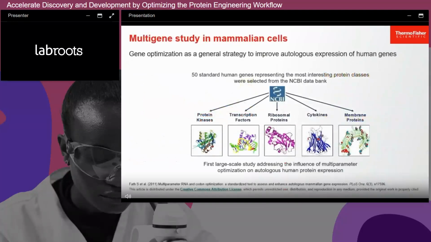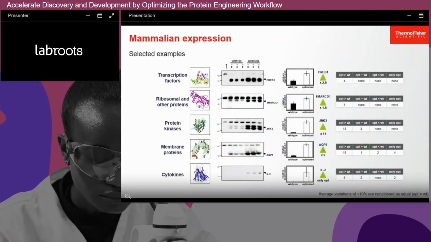To prove the performance or the efficiency of our gene optimization, there was a study we did a couple of years ago. It was based on 50 different sequences taken from the NCBI database, addressing many important proteins that are also drug targets, like membrane proteins, cytokines, transcription factors, or ribosome proteins. These 50 proteins were taken and optimized, so we had a direct comparison between the wild-type sequence and the optimized one.